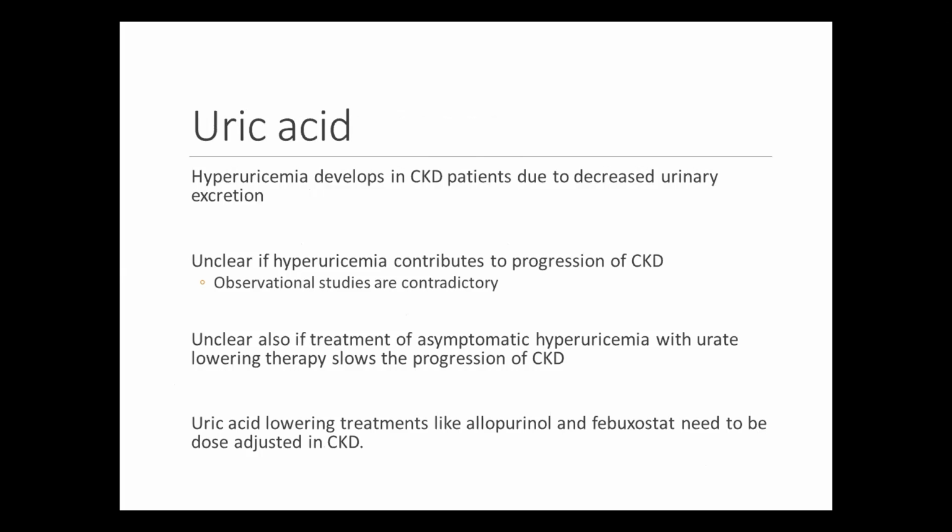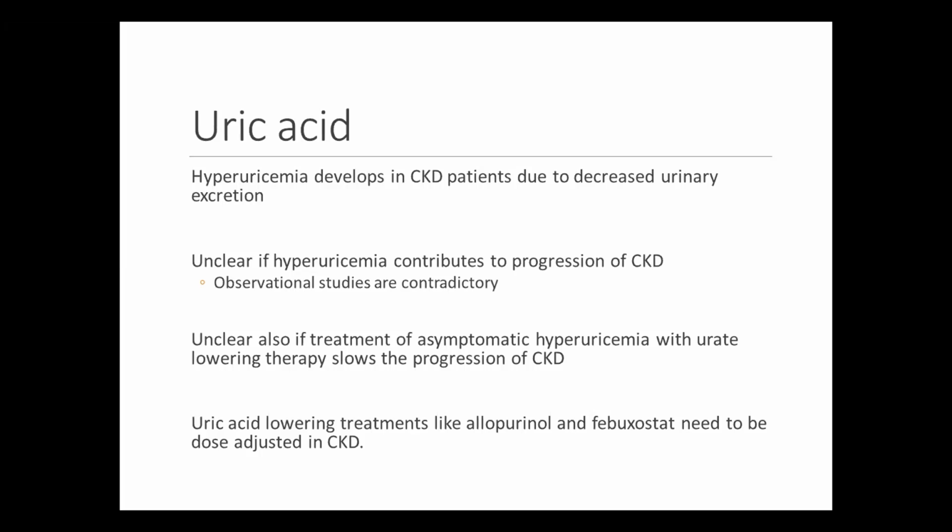The kidneys excrete uric acid, and so it can start to accumulate in CKD. It's really unclear if hyperuricemia contributes to the progression of CKD, and some observational studies are quite contradictory. And it's also unclear if treating asymptomatic hyperuricemia in patients who don't have gout with urate-lowering therapies slows down the progression of CKD.